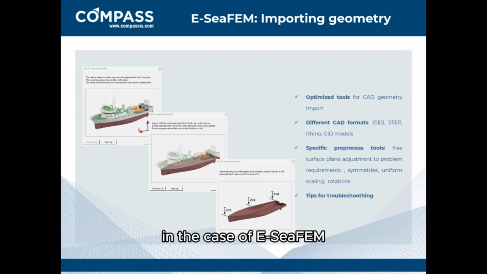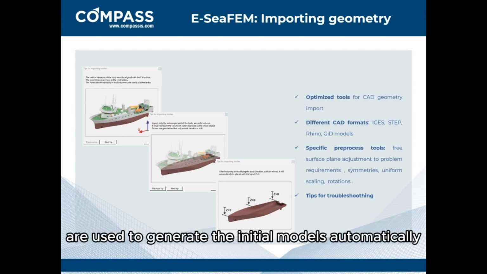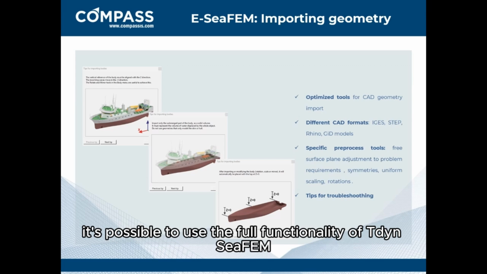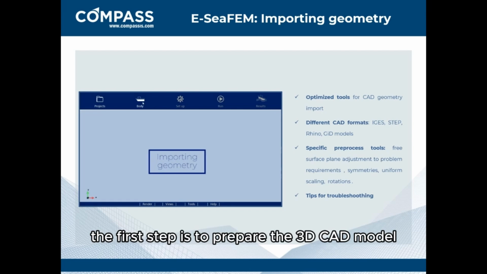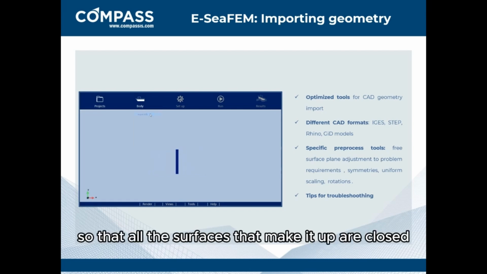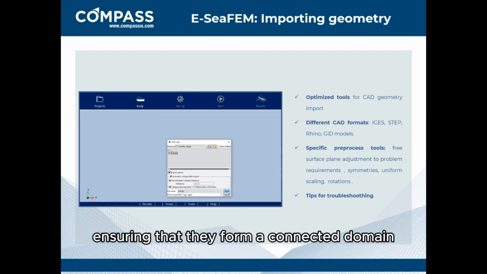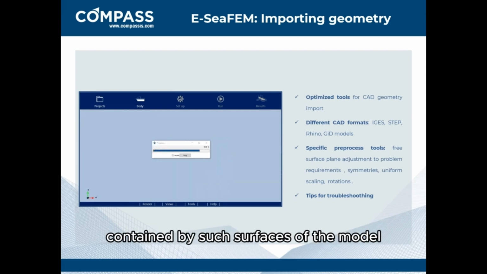In the case of E-SeaFEM, only the capabilities of the basic module, first-order problem resolution, are used to generate the initial models automatically, although, as already mentioned, it is possible to use the full functionality of Tdyn CFEM a posteriori. As for the wind tunnel, the first step is to prepare the 3D CAD model to be analyzed, so that all the surfaces that make it up are closed, without duplications or gaps, ensuring that they form a connected domain. This can be easily verified by trying to generate the volume contained by said surfaces of the model.